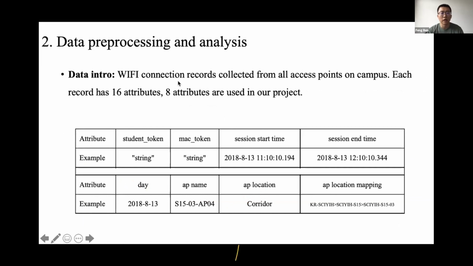The Wi-Fi connection data we use is collected from all the access points on NUS campus, and each record has 16 attributes. 8 are used in our project, which contain the student and MAC token, the time that the connection starts and ends, and where the connection happens.